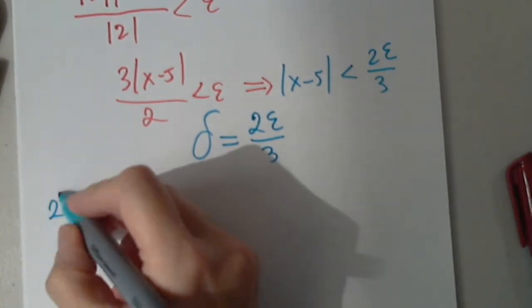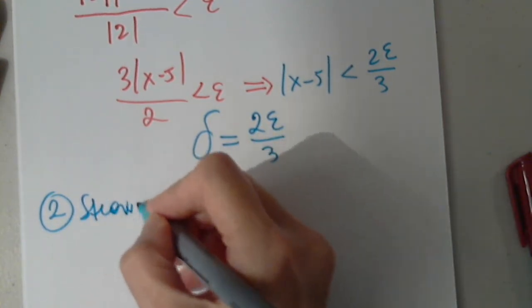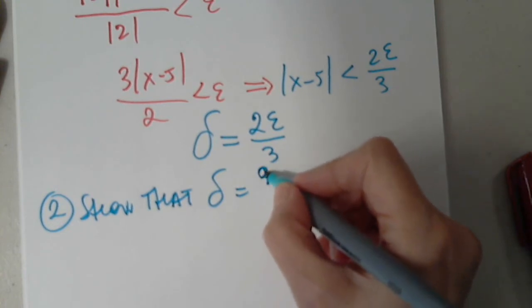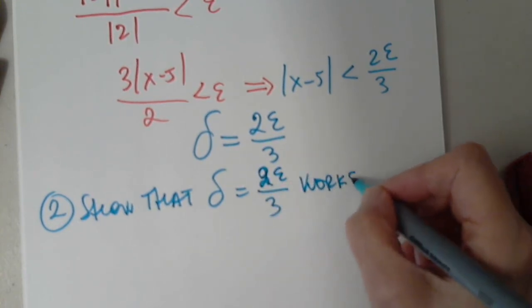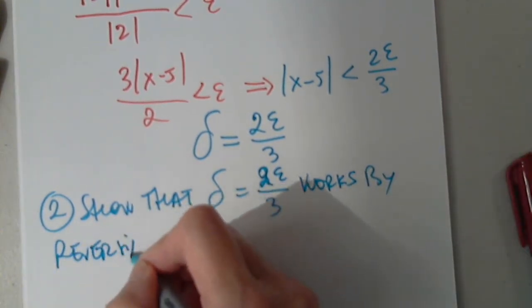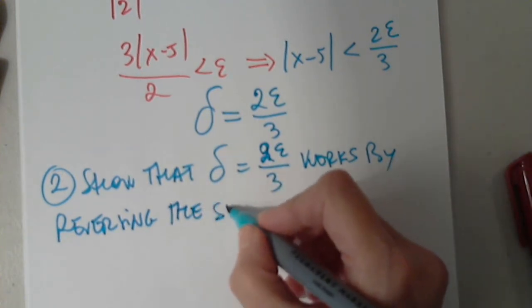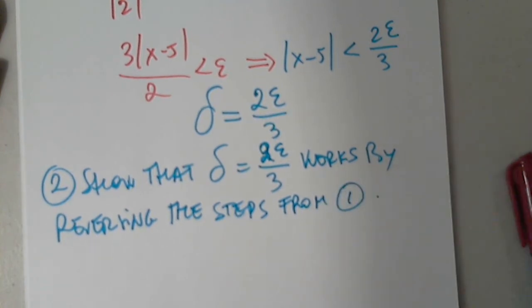Thank you very much. And of course, step 2, I have to write it. Show that delta equals 2 epsilon over 3 works by reversing the above steps, or the steps from above, or the steps from 1. Even easier.